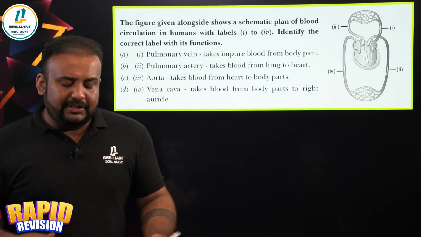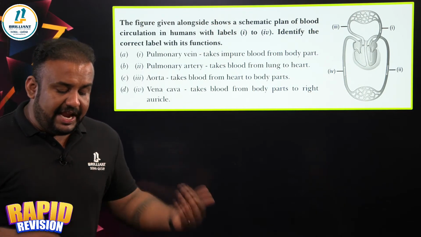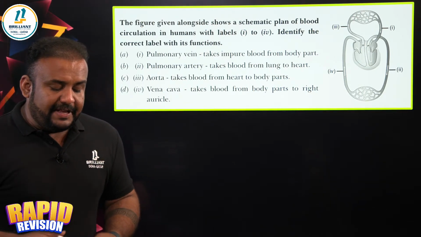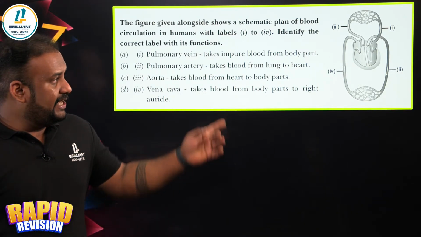Next question. Quick. The figure given alongside shows a schematic plan of blood circulation in humans with labels 1 to 4. Identify the correct label with its functions. All of you can see the picture clearly?